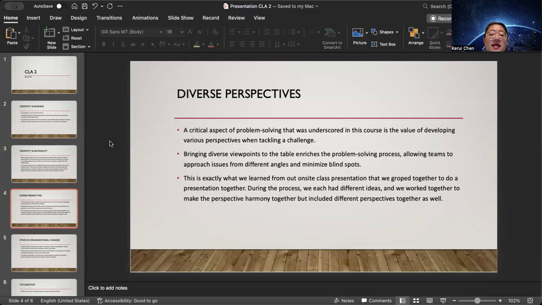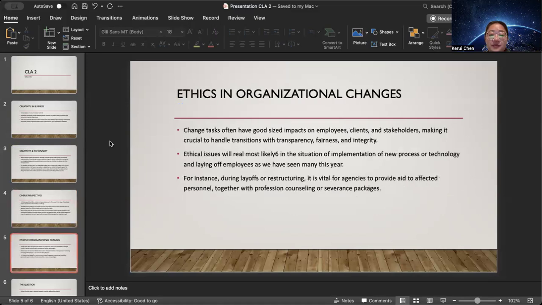And this is exactly what we learned from our on-site class presentation, that we have to group together and work together to do a presentation. During the process, we each had different ideas and we had a discussion, and then we worked together to make the perspectives harmonize, but include the different perspectives as well.